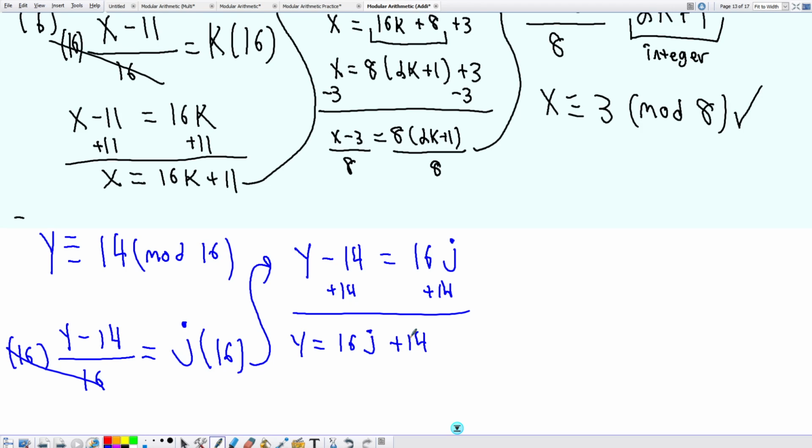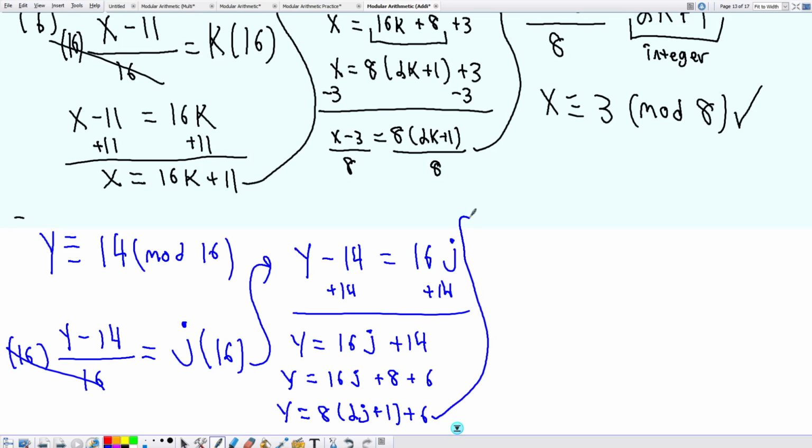I'm going to apply the same trick I just used, the fact that I can rewrite 14 in terms of 8. So y equals 16j plus 8 plus, well, 8 and 6 is 14, so plus 6. And then I factor out my 8. So 8 times 2j plus 1 plus 6.